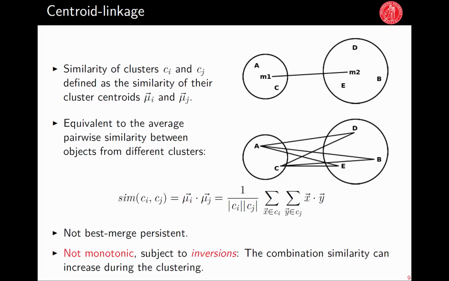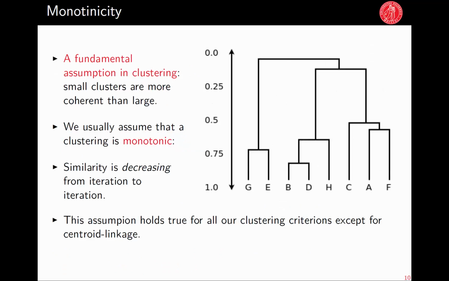But worse, it's non-monotonic and subject to what we call inversions. What that means is that the similarity of the two clusters that we choose to merge in each step can actually increase from one iteration to the next. So this is a whole lot easier to explain and understand if we visualize it. So let's first try to explain what we mean by the notion of monotonicity in this context.